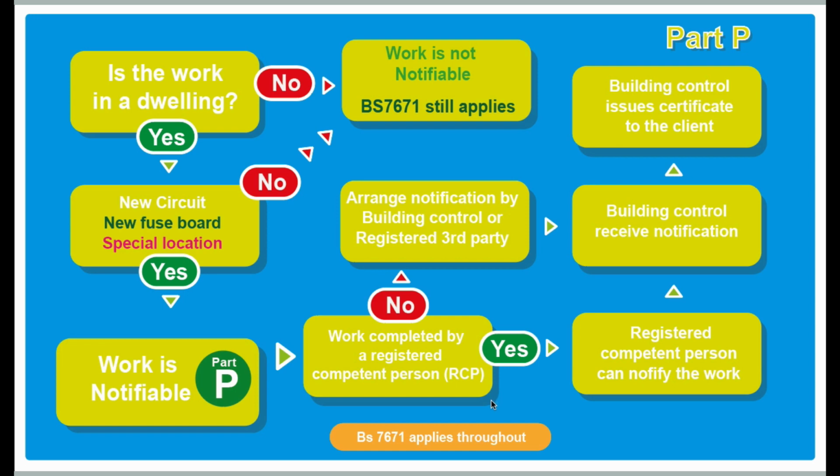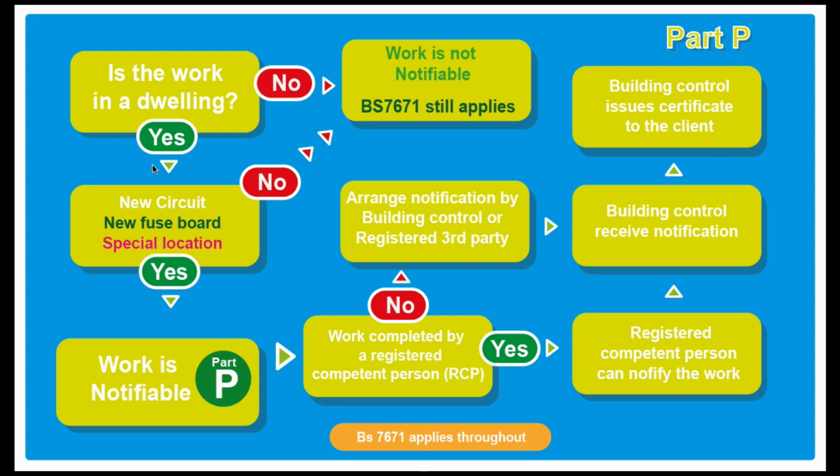Right, let's do the Part P flow chart. Right, is the work in a dwelling? Yes, it is. Is it a new circuit, a new fuse board, or work in a special location? Yes, it is. Then that work is notifiable under Part P. Now, is the work completed by a registered competent person? Yes, it is. Great. That registered competent person can notify the work. They will send a notification on to building control. Building control will issue the certificate to the client. That's your Part P done.